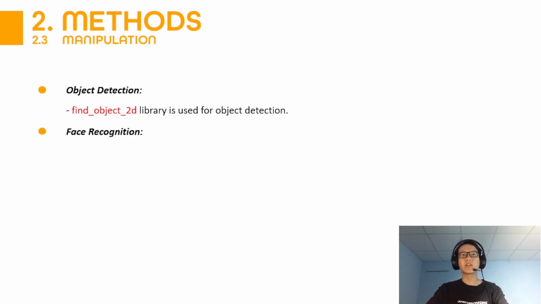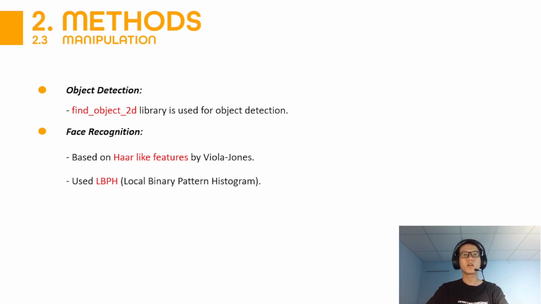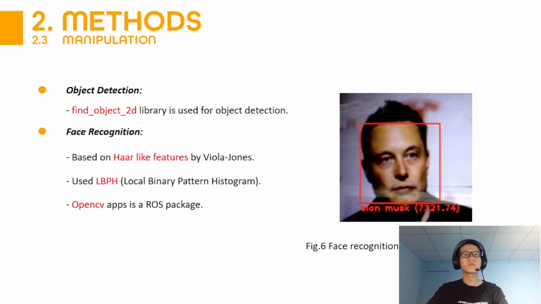Object detection is a technique of finding a particular object in an image. The find_object_2d library is used for object detection. About face recognition, they are based on Haar-like features proposed by Viola-Jones. We use LBPH, which stands for local binary pattern histogram, for face recognition. And the supporting software is OpenCV.